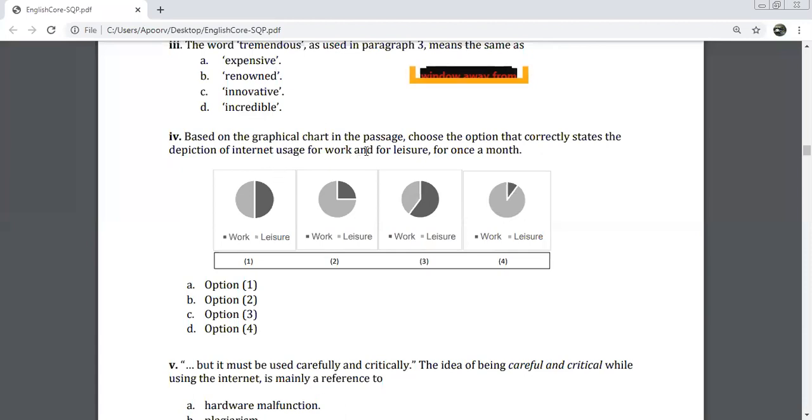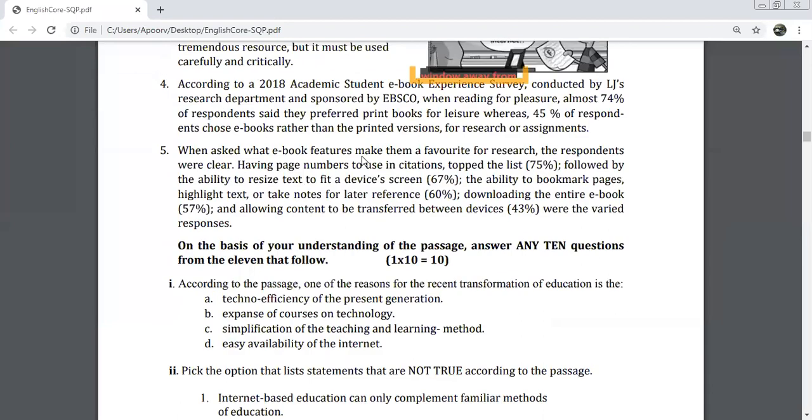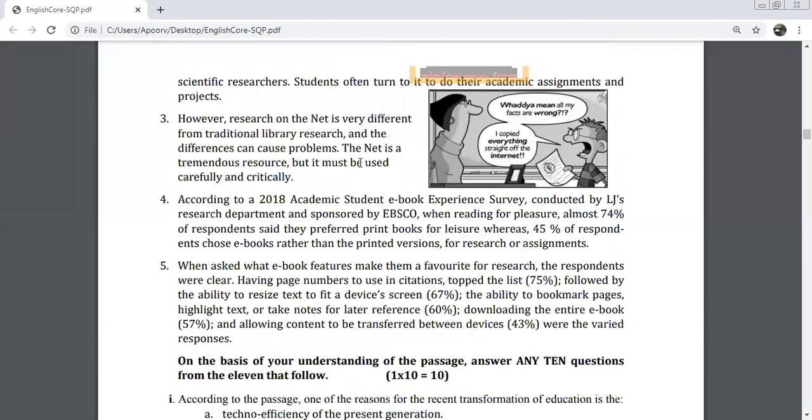Depiction of the internet usage for work and for leisure for once a month. Based on the graphical chart in the passage, choose the option that correctly states the description of the internet usage for work and for leisure. Let's see, for work and leisure, what is mentioned in your passage? Where is it mentioned? Here, over here. Almost 74% of the respondents said they preferred print books for what? Leisure. So how much percent is leisure over here?